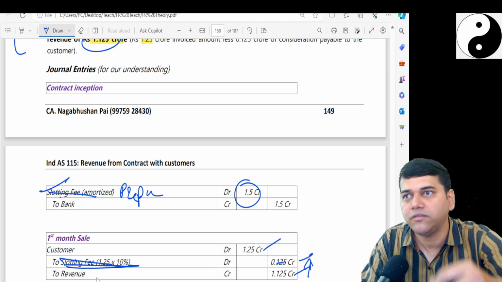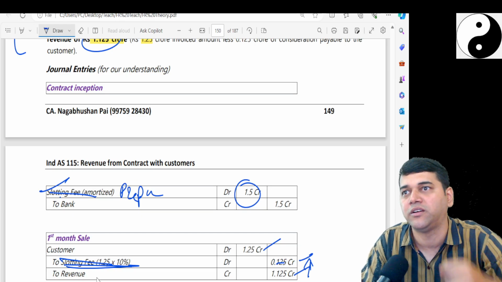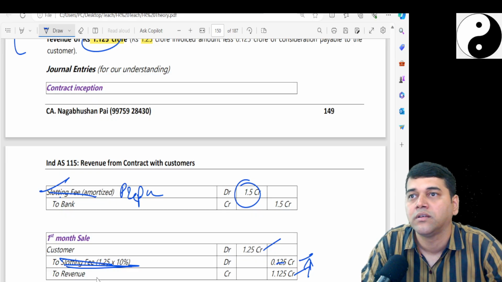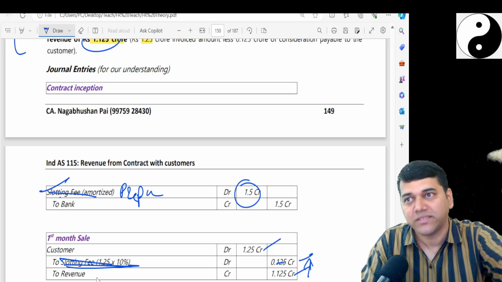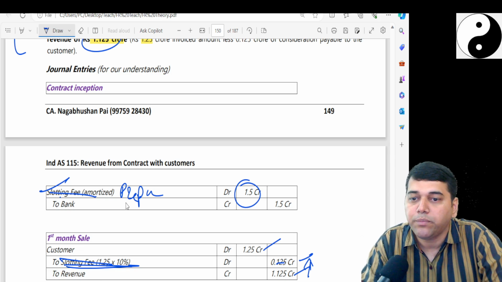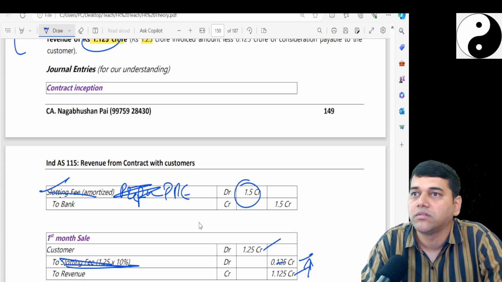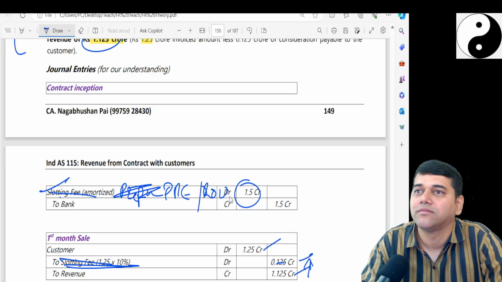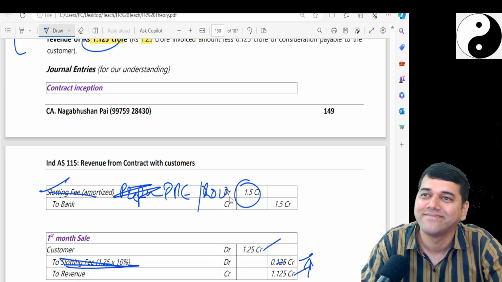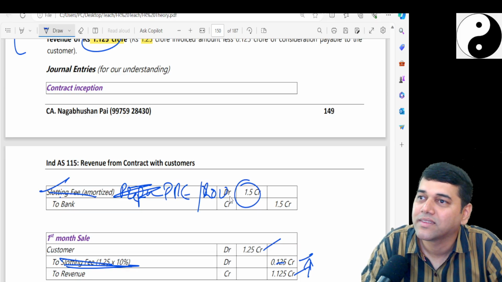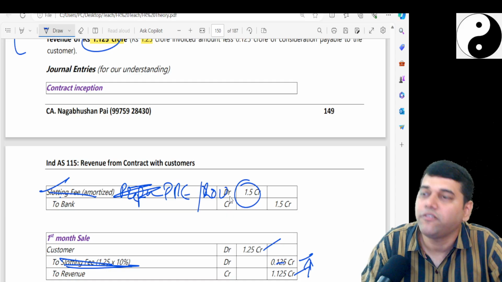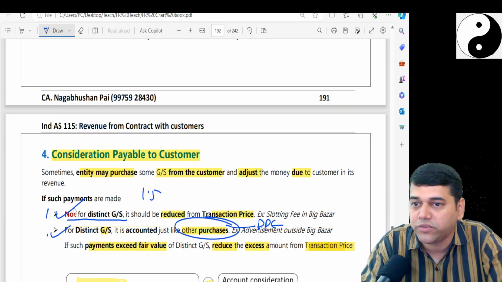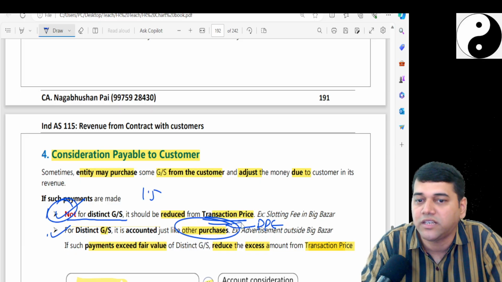Never can you tell the customer, sir, I don't want it, give me my slotting back. Now if the customer sells you those rights, then you would have passed an entry PPE, or ROU, lease. Net of 1. That's why you are adjusting the transaction price. This is the theory we were discussing here. You have to adjust the transaction price.